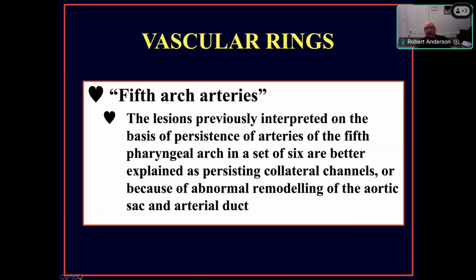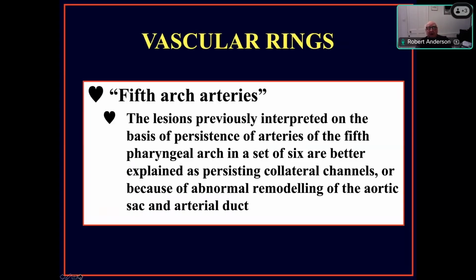So in fact, now it's our belief that the lesions previously interpreted as though there were 6 sets of arches and we had persistence of the 5th set, it is much better to interpret them on the basis either of abnormal remodeling of the aortic sac or because of persisting collateral channels.